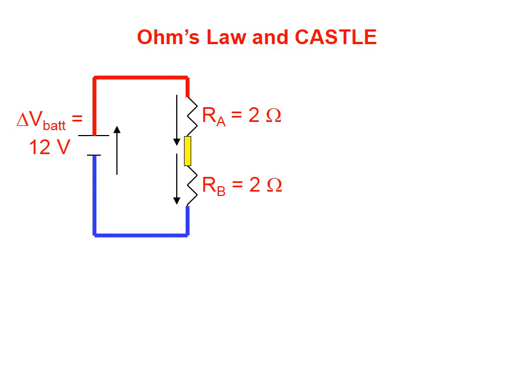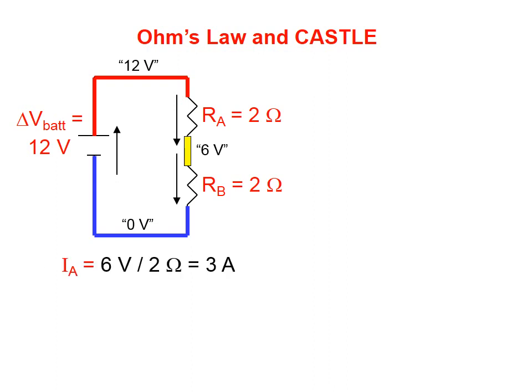Now what I'd like to do is assign electric pressure values to each of these wires. We know that the blue wire is the lowest electric pressure. So I'm going to assign that 0 volts of electric pressure. Across the battery, there is a 12-volt difference. Well, if the blue wire is 0 volts of electric pressure, then the red wire must be 12 volts of electric pressure, which means that the yellow must be 6 volts.